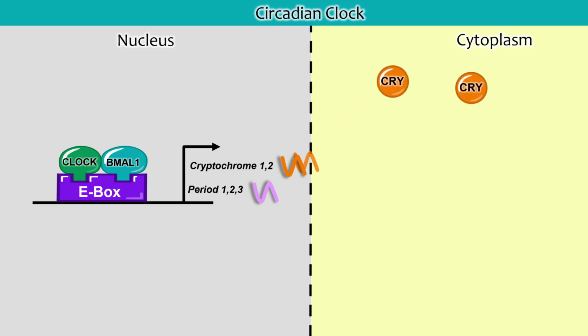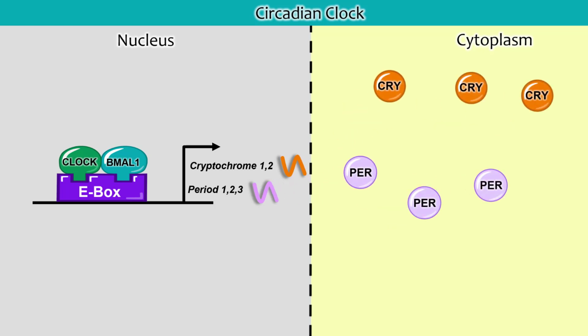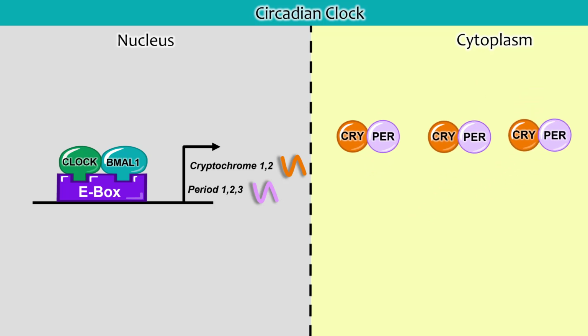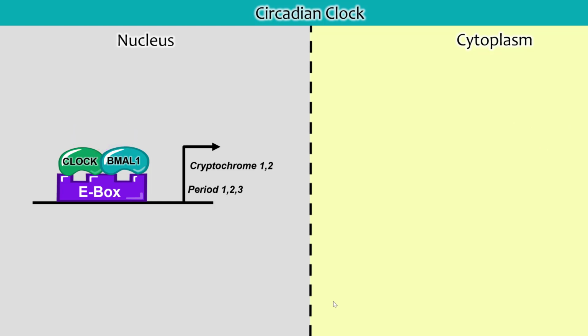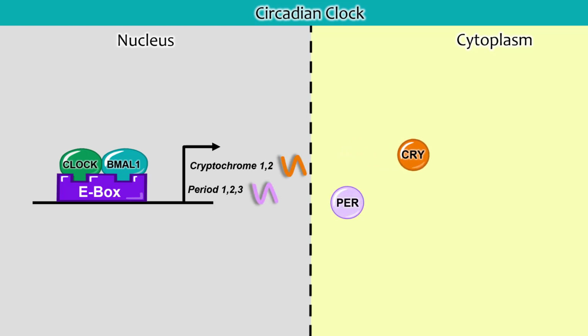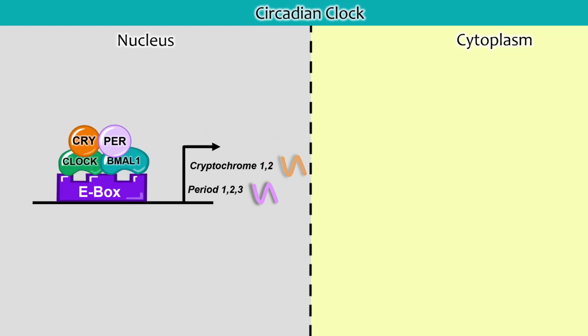After transcripts of PER and CRY are translated in the cytoplasm, the proteins dimerize, return to the nucleus, and interact with the CLOCK-BMAL1 dimer. This interaction interferes with the ability of CLOCK and BMAL1 to stimulate transcription of PER and CRY genes. Thus, new transcripts that encode PER and CRY stop being made. As PER and CRY proteins degrade, CLOCK and BMAL1 are free to promote PER and CRY transcription again. The cycle starts again, forming a negative feedback loop that generates 24-hour cycles of gene expression that affect behavior and physiology.